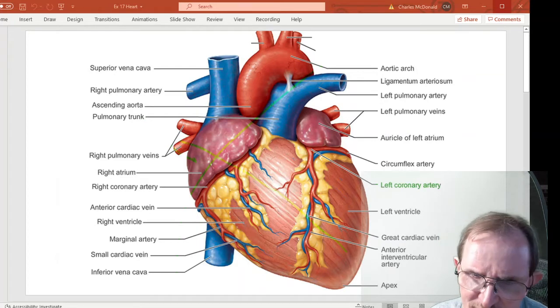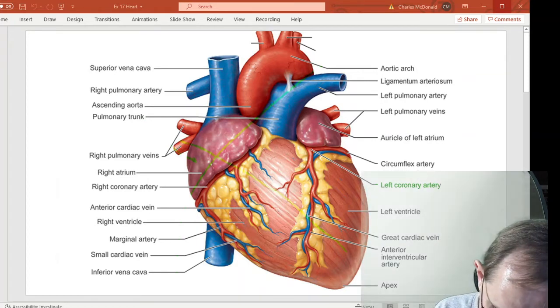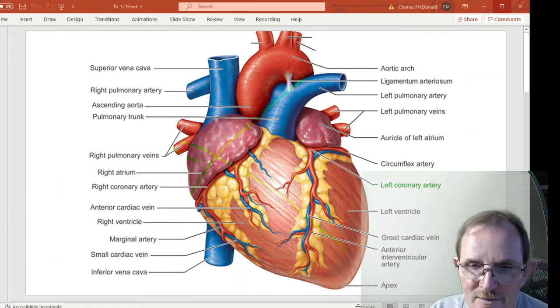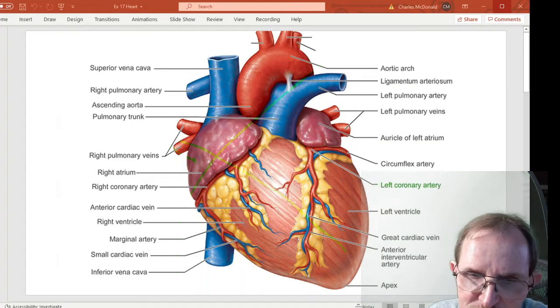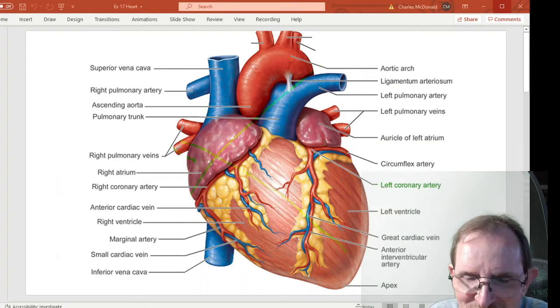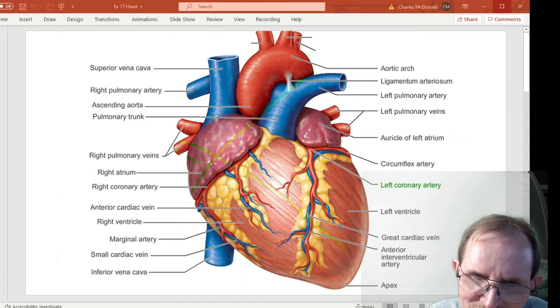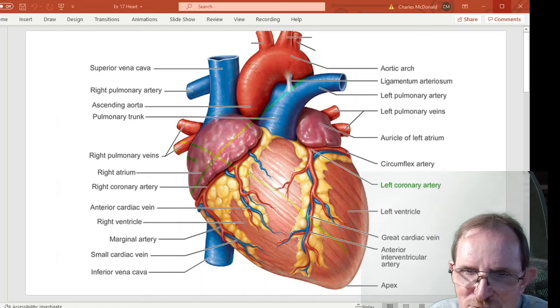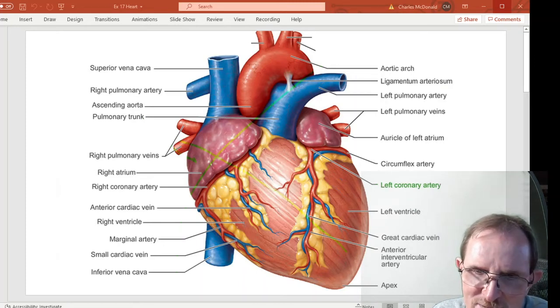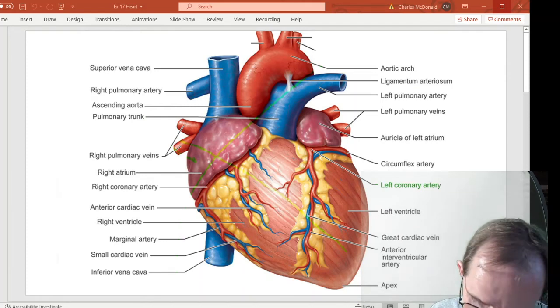The great cardiac vein is going to be down there with the anterior interventricular artery. They call it interventricular because it's between the two ventricles. It's on the surface. There's a little U-shaped indentation right here, and these blood vessels sit in it. Here's the right ventricle, and there's the left ventricle.